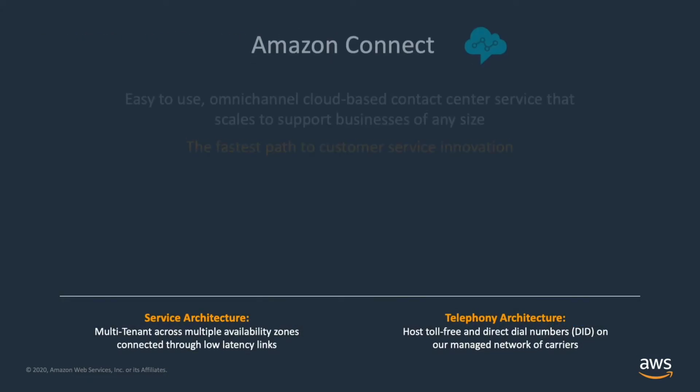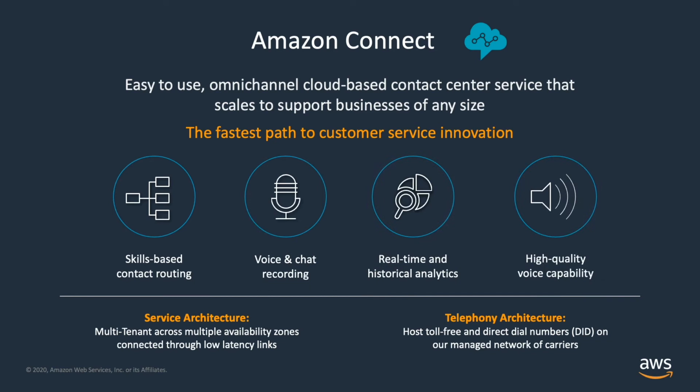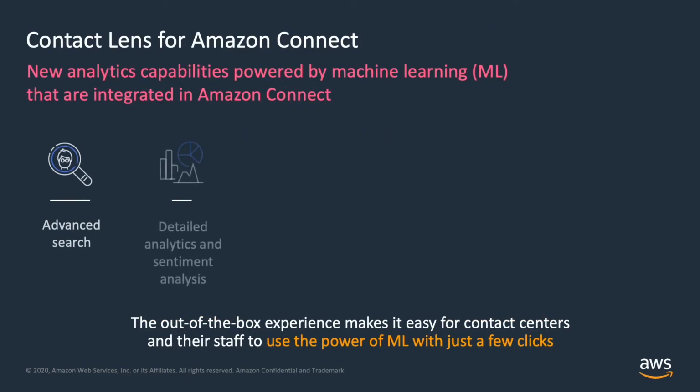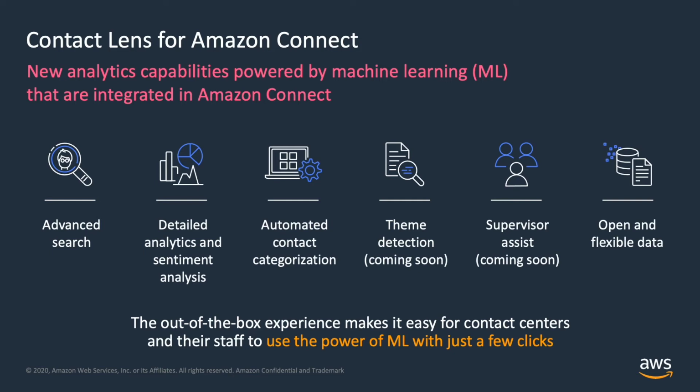The second source of data that we would be using is Amazon Connect. This is our cloud-based contact center. It has all of the features that you would expect in any contact center software. We also have Contact Lens for Amazon Connect. You have Kendra integration for search. You have sentiment analysis. You have automated contact categorization and several other features coming soon. And to use Amazon Connect, all you need is a headset. Everything else is managed by Amazon in the cloud.